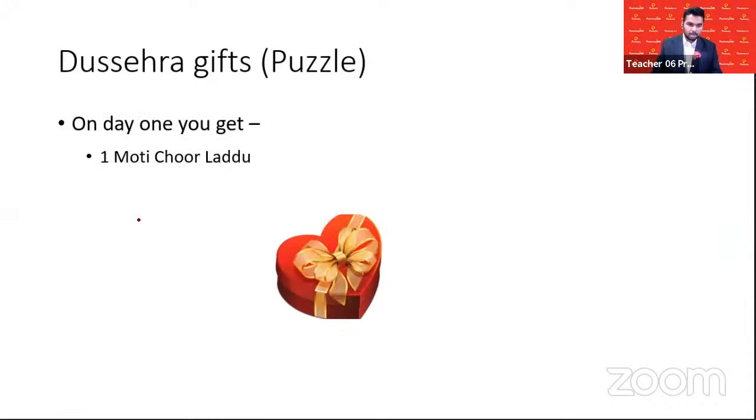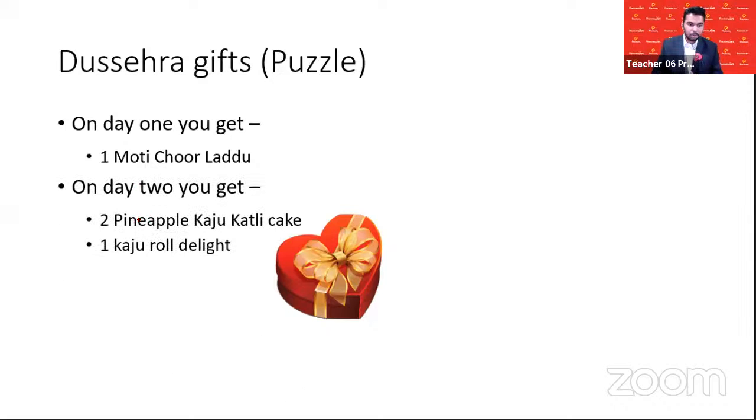On day 1, he got a laddu, and that's only a single laddu that he got. On day 2, he got 2 sweets. In fact, 3 sweets. So on day 1, he just got 1. On day 2, he got 3 sweets additional. So at the second day, he would have to say he got 4 sweets. Now like this, it went on.